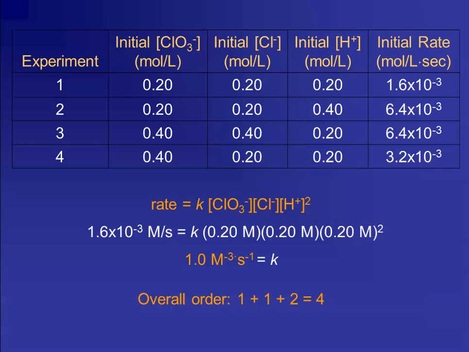And so when you bring that molar to the 4th over to the left side of your equal sign, you would cancel out 1, which would leave you with 1 over s over M cubed, or M to the negative third, s to the negative 1. And the value of the rate constant would be 1.